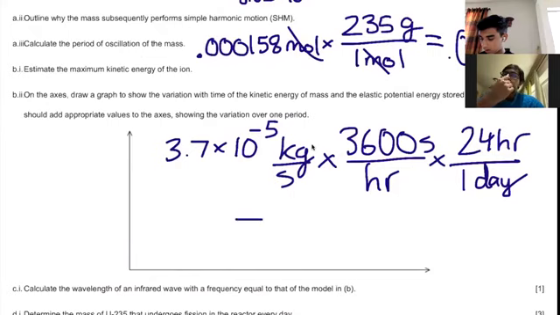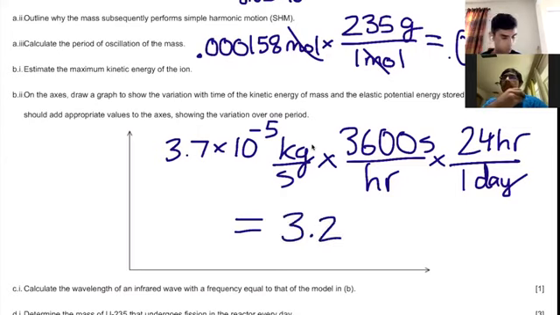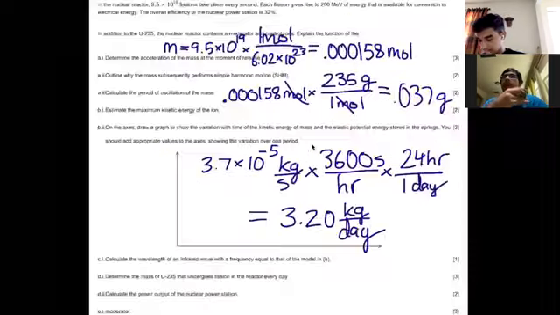And that should equal, then times 3,600 times 24 hours, which gets 3.20 kilograms per day. Checking that on the marks.